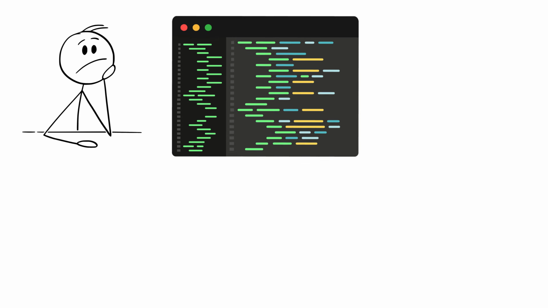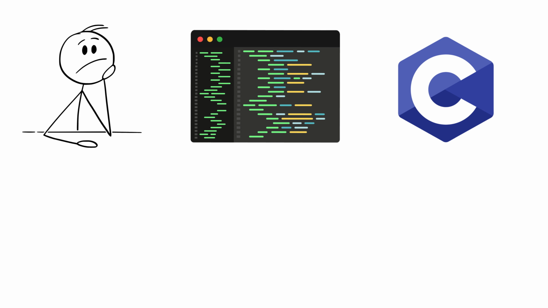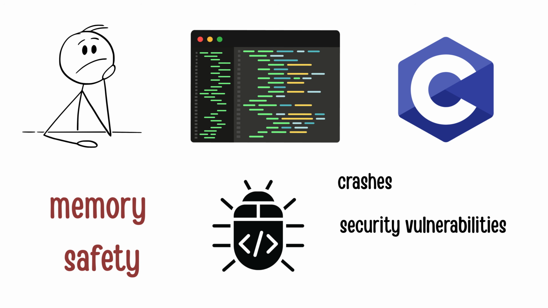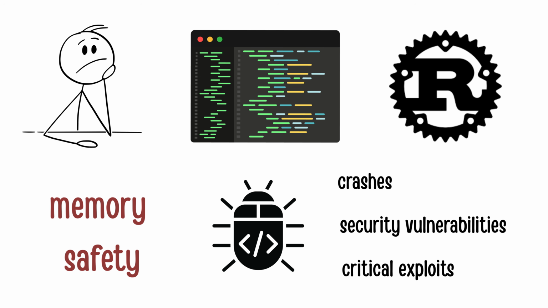Imagine you have a huge code base written in C. It has been running for years, but hidden inside it could be memory safety bugs waiting to cause crashes, security vulnerabilities, or even critical exploits. Now imagine you want to move that code to Rust, a language designed to eliminate these problems while still delivering performance close to C. Sounds simple, right?